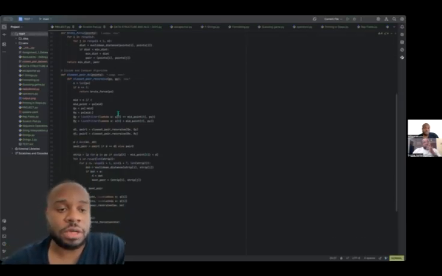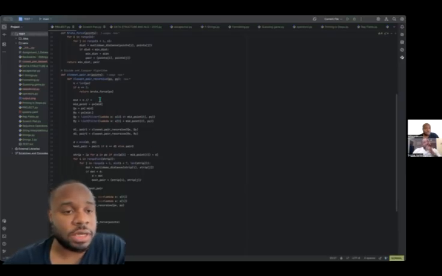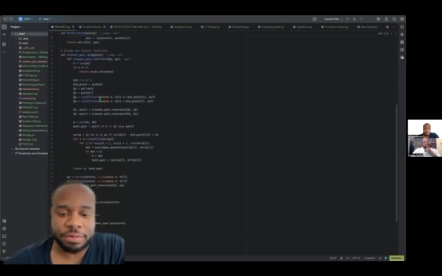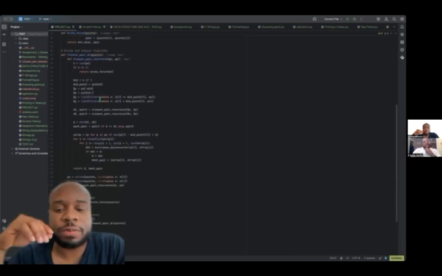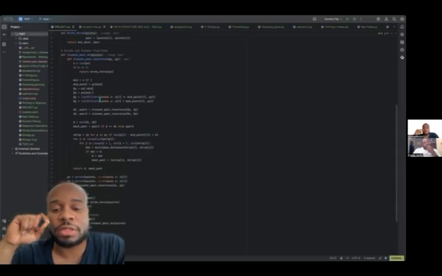Then the divide and conquer algorithm. So what did we do here? We also implemented a faster divide and conquer method. It sorts the points by X and Y coordinates first.